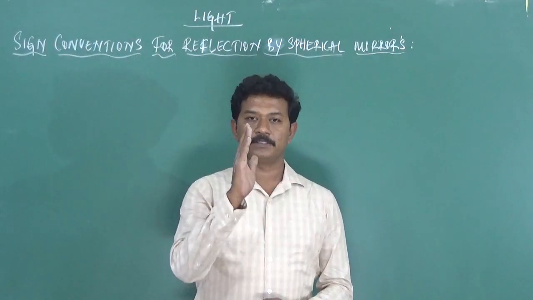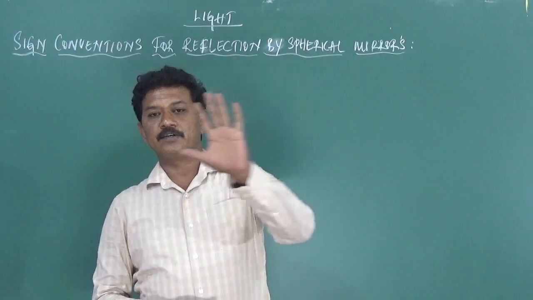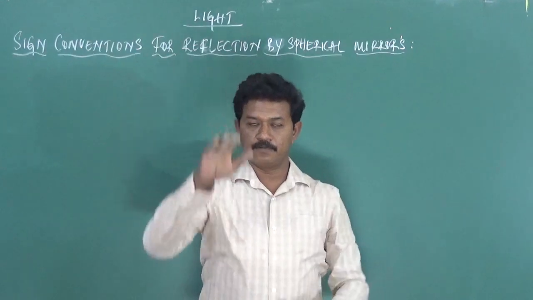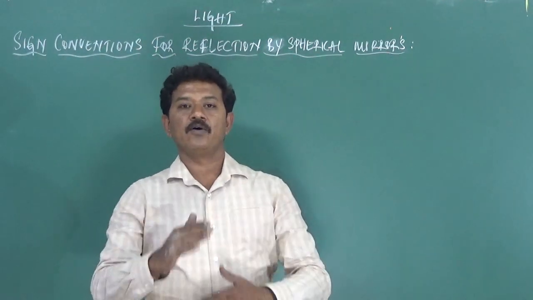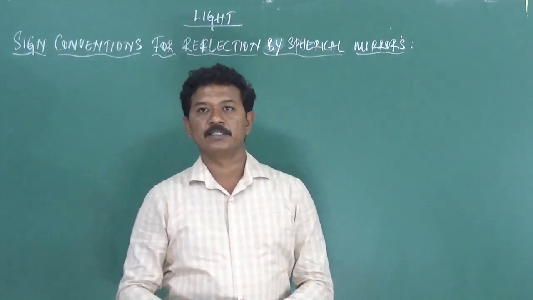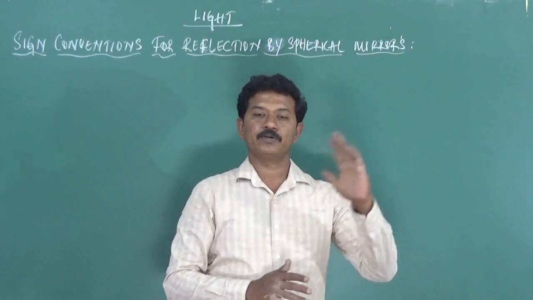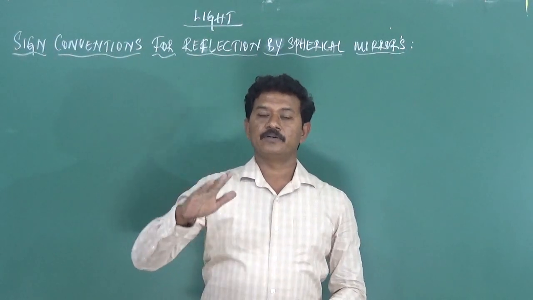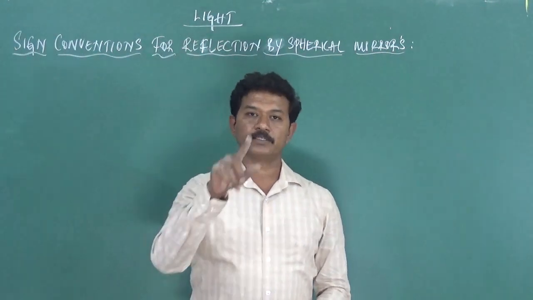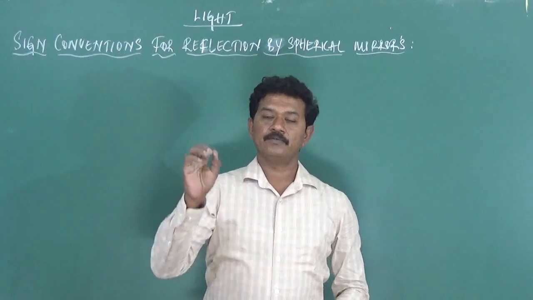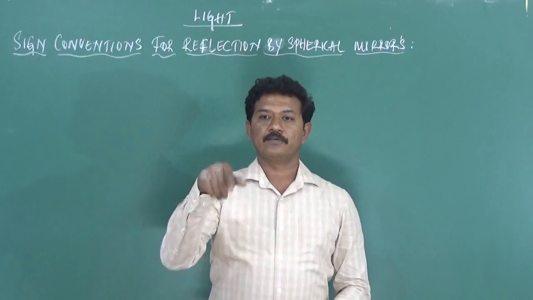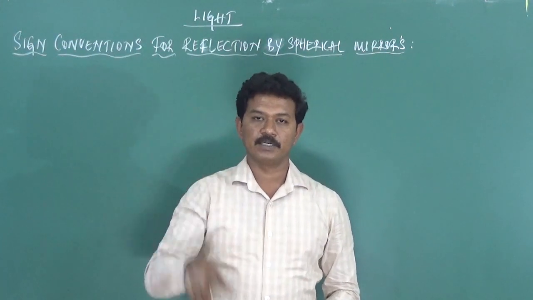And then we come to the principal focus. When light rays incident on the mirror get reflected, they meet at a point, or appear to meet at a point, on the principal axis. That point is called the point of convergence for a concave mirror, and the point of divergence for a convex mirror. That point is represented by capital letter F. The distance between the pole of the mirror and the principal focus is called the focal length of the mirror, represented by small letter f.